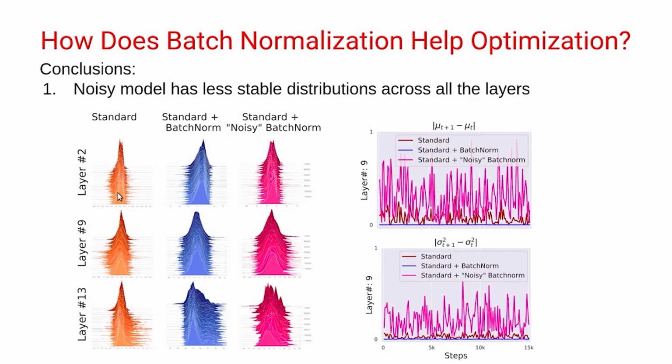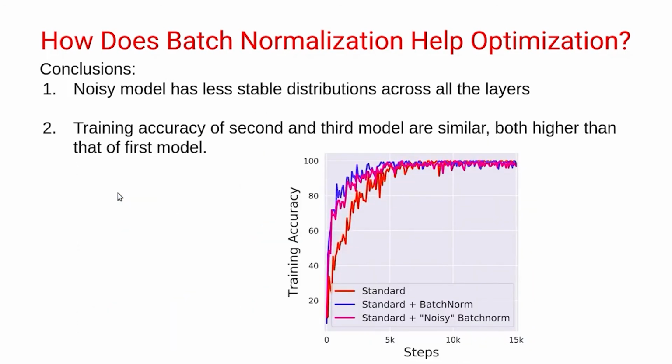The second conclusion of the research was, despite the noise, the training accuracy of the second and the third model are similar. So even after adding the random noise at each layer, the training accuracies were similar. Also, accuracies from both of these models are higher than the first model. It could thus be concluded that internal covariate shift might not be a contributing factor to the performance of batch normalization.